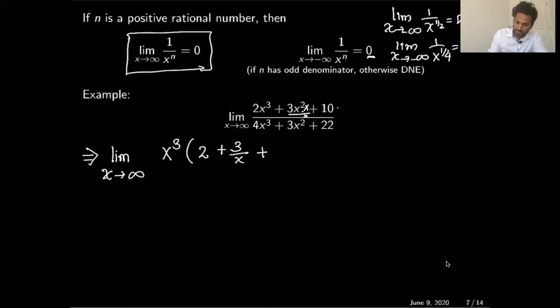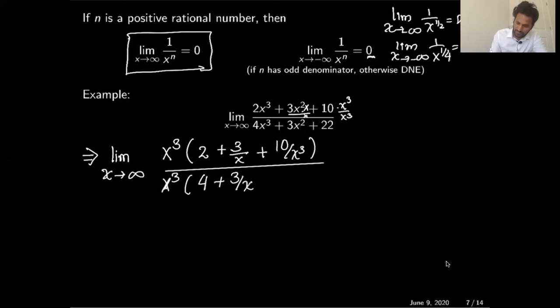Same thing here. If I want an x cubed, I will multiply by x cubed in the top and x cubed in the bottom, and I will pull out what is in the top. So 10 over x cubed is left here. Same thing I will do in the bottom: I will pull out x to the power 3 from the highest degree term, which will be a 4. Then 3 over x, because there is no x cubed here, and 22 over x cubed, because there is no x here, so I have to take x to the power 3 alone.